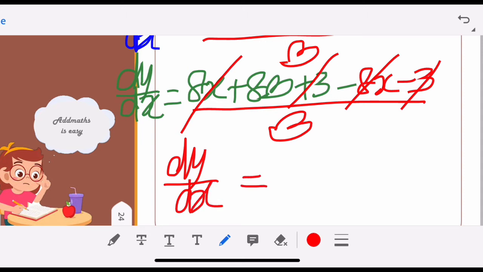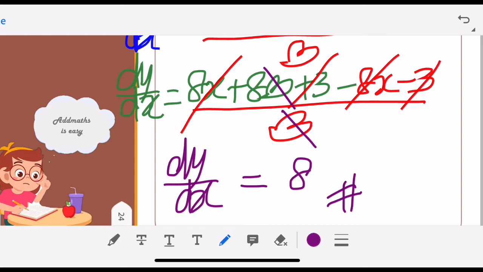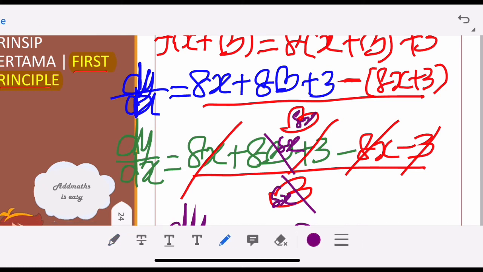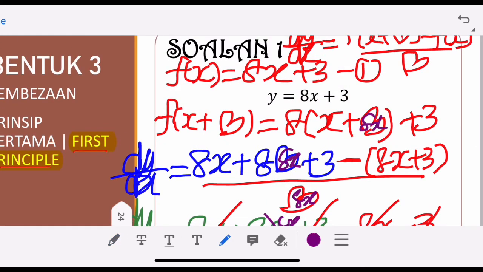So finally, you got 8 delta over delta. So you are having 8. Now I just want to tell you the delta is actually a small change in x. So we always write delta x. That is a concept that you need to know. It's a small change of the x. So I replace the delta with delta x.